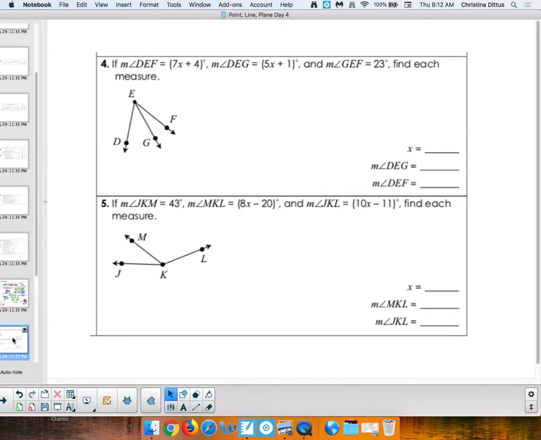Alright, it says DEF. DEF. So my big angle is 7x plus 4. Oh, I'm sorry, what did I say? 6. Oh, can't even read, sorry. Thank you. And then DEG is 5x plus 1. And GEF is 23.